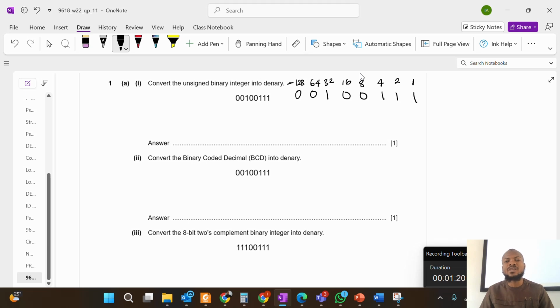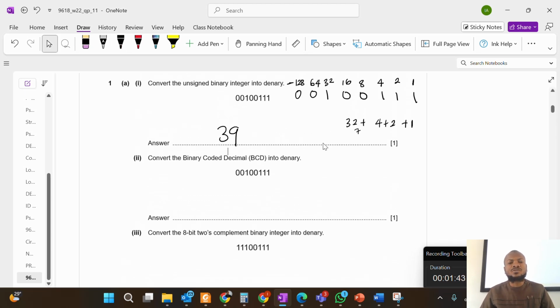So you always put the place values with the 8 bits. Okay, so this is now 1 plus 2 plus 4, then plus what? 32. Okay, so 4 plus 2 plus 1 is 7, and the answer is 39. I hope this is understood.